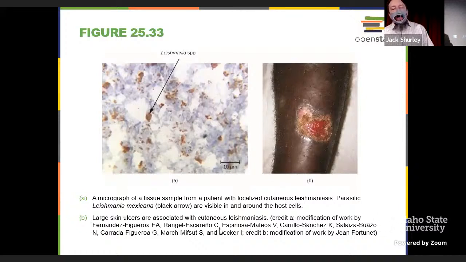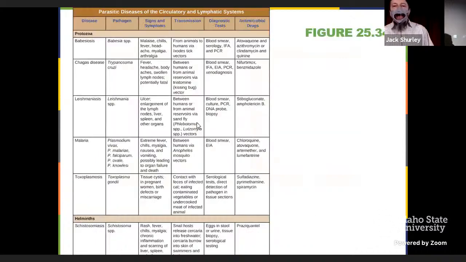Then that fly takes a blood meal, and with that opportunity, if it picks up some of those amastigotes free floating in the circulation, it's capable of infecting others. And it doesn't matter if we're talking the cutaneous or visceral form, the way that it's transmitted is very similar. It's just the manifestations of the disease that set it apart a little bit.